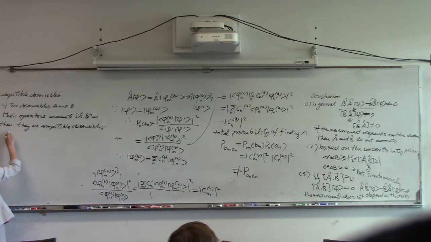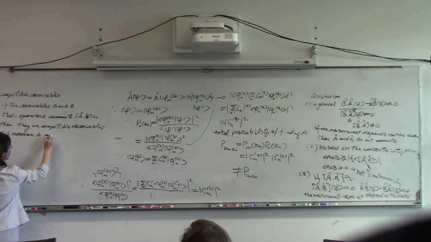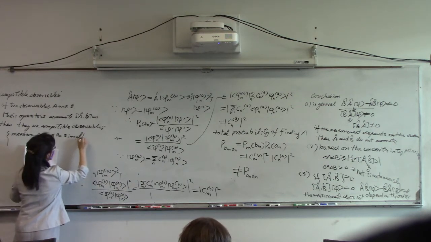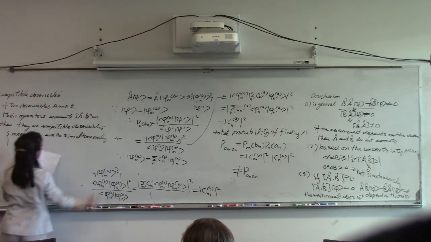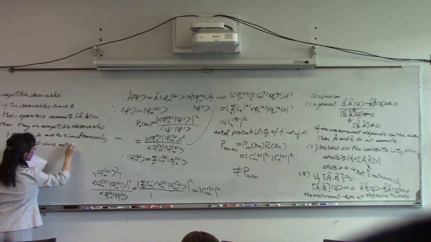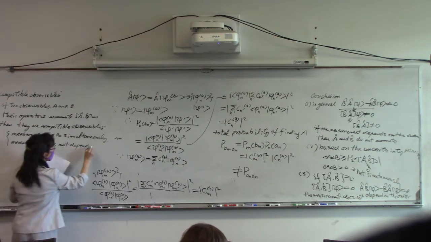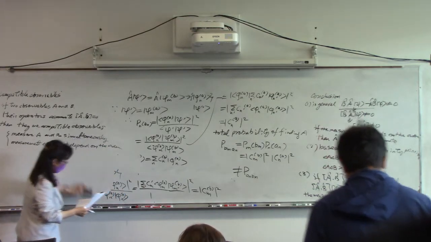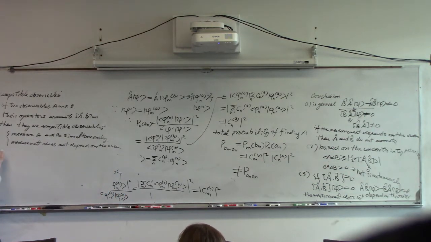And now what does that mean? That means if they are compatible, you can measure A and B simultaneously. This is what simultaneously means, and the measurement does not depend on order. Okay, so now let's go to the next one. I think this is number 5, right? Number 4 is this measurement.